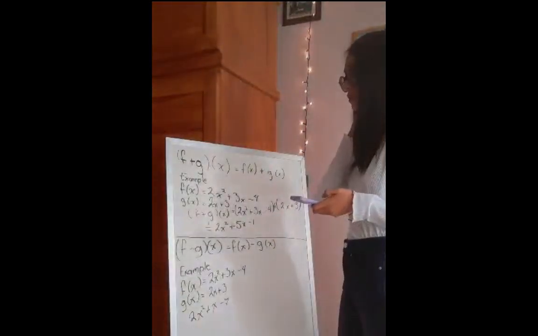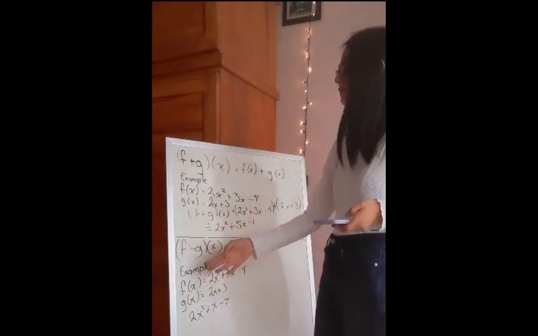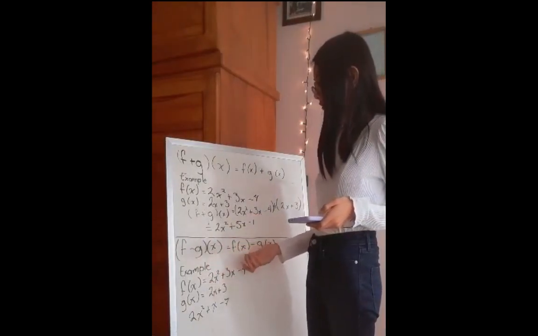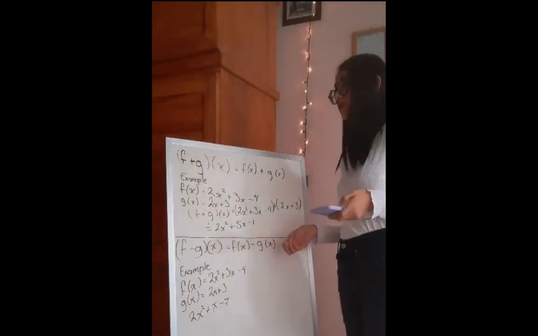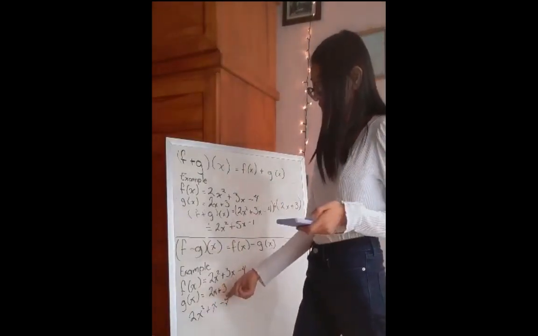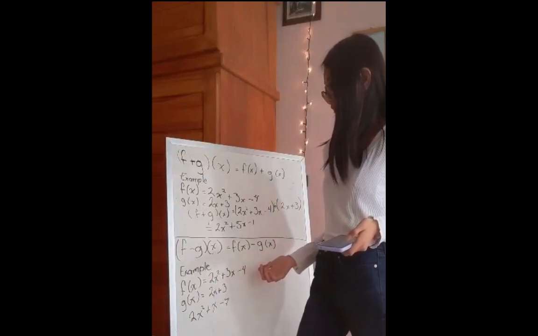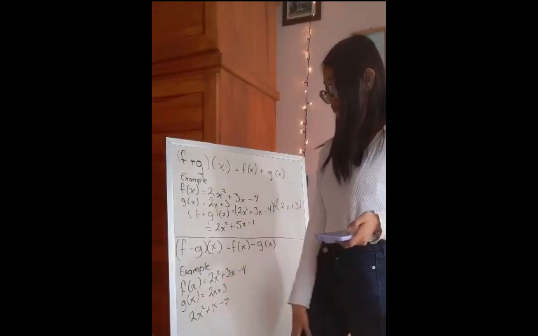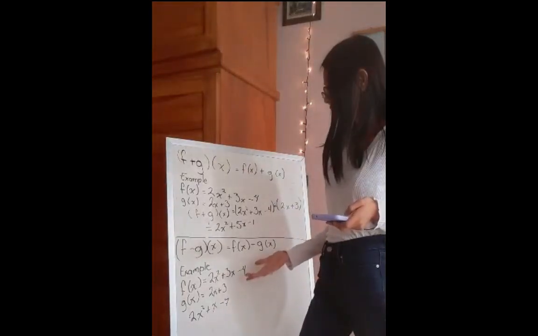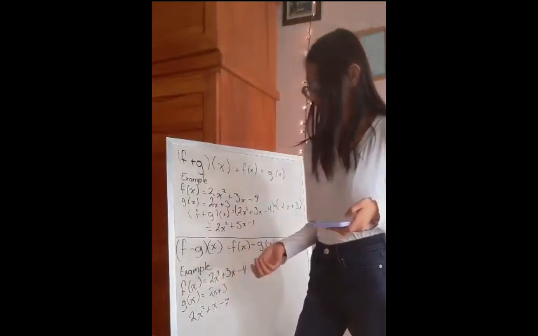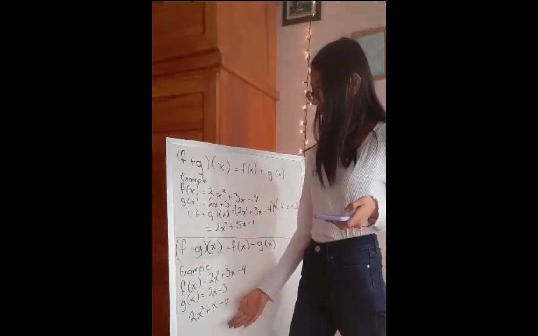Now, for subtraction, we can subtract two functions as f minus g of x is equal to f of x minus g of x. For example, f of x is equal to x squared plus 3x minus 4, and g of x is equal to x plus 3. Now, if you understand, the result is equal to 2x squared plus x minus 7.